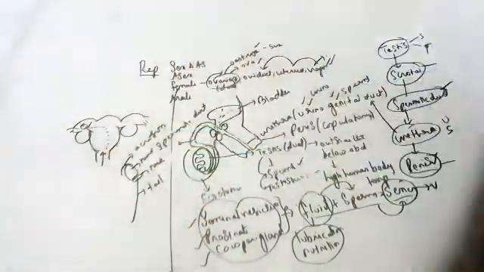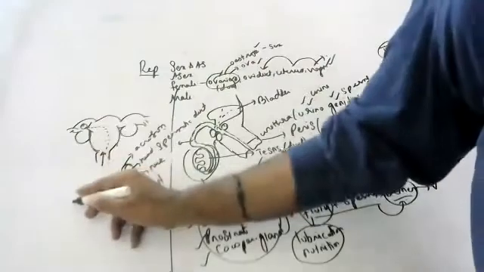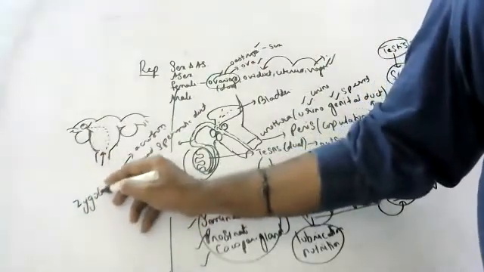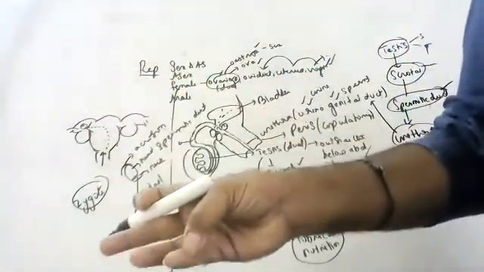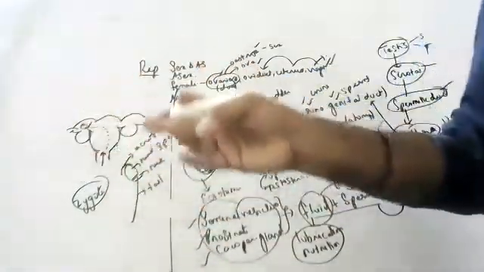Sperm enters into the ovum. When the sperm enters the ovum, what is formed? A single cell zygote is formed. That is called fertilization. Fusion of male and female gamete is called fertilization.